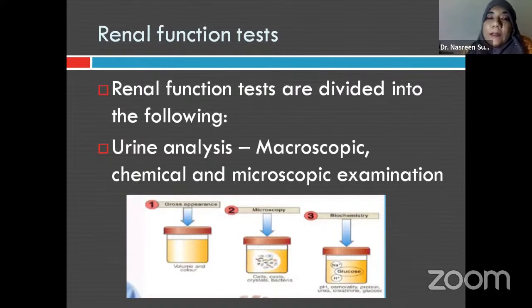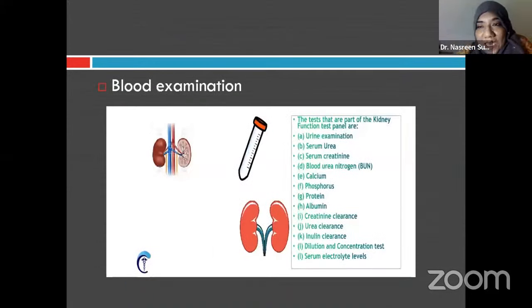Okay. So next is blood examination. One is urine analysis, another is blood examination. They will examine serum urea, serum creatinine, blood urea nitrogen, calcium, phosphorus, protein, albumin, creatinine clearance, urea clearance, inulin clearance, dilution and concentration test, and serum electrolyte levels.